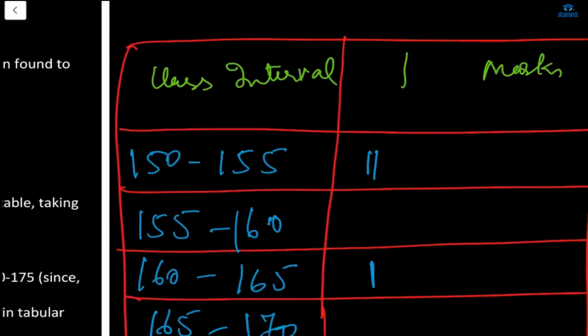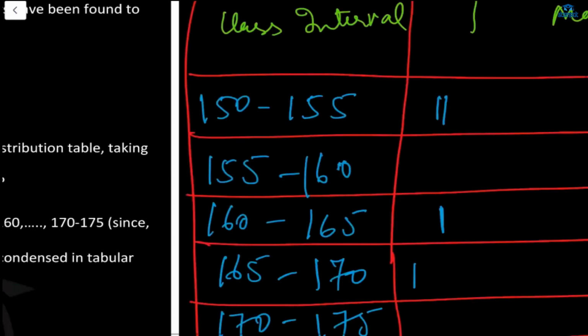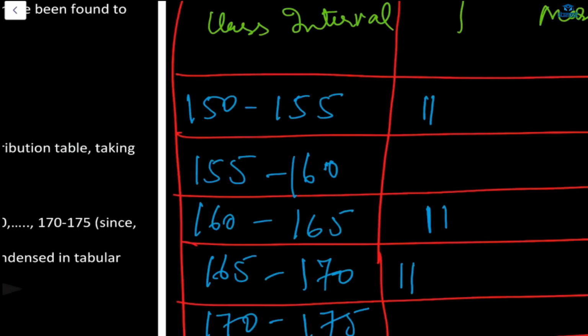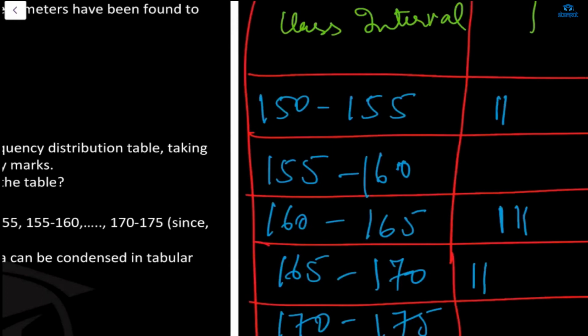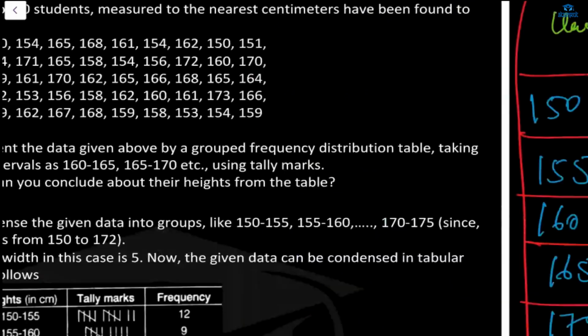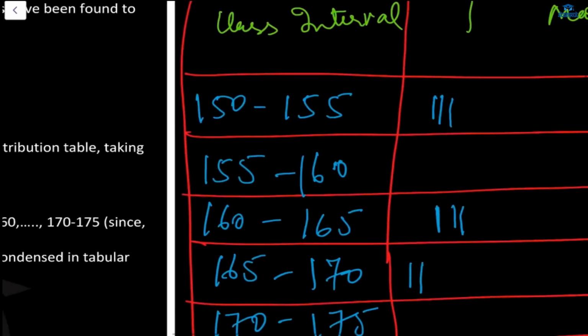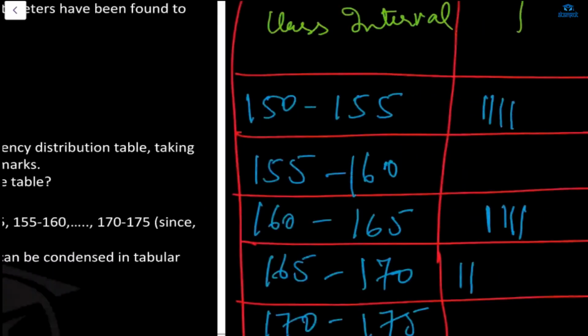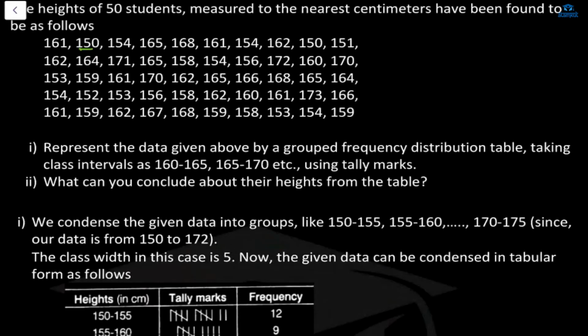165 will not be included here. 165 will be included here. Then you have 168 and 161. 161 will be included here, 168 will be included here. Then 154, 162, 150, and 151. Now 151 will be included here, but after 4 we need to cross the tally marks. When you put the fifth one, it becomes 5.